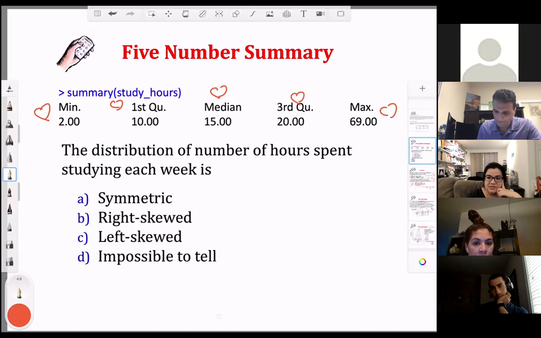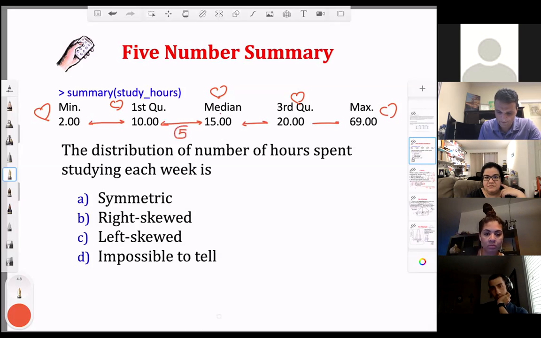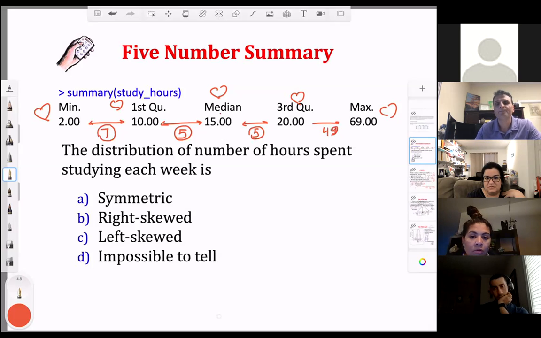For the 5-number summary, it will be symmetric if the distances are the same. All of them should be the same distance. But now what do we have? The distance from median to first quartile is 5, which is good. Also median to Q3 is 5. But we cannot just make a conclusion here. Then first quartile to the minimum is 7. And Q3 to maximum is 49.